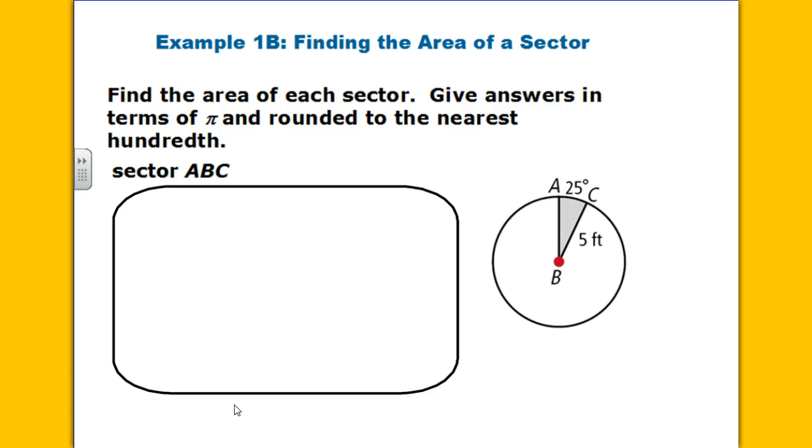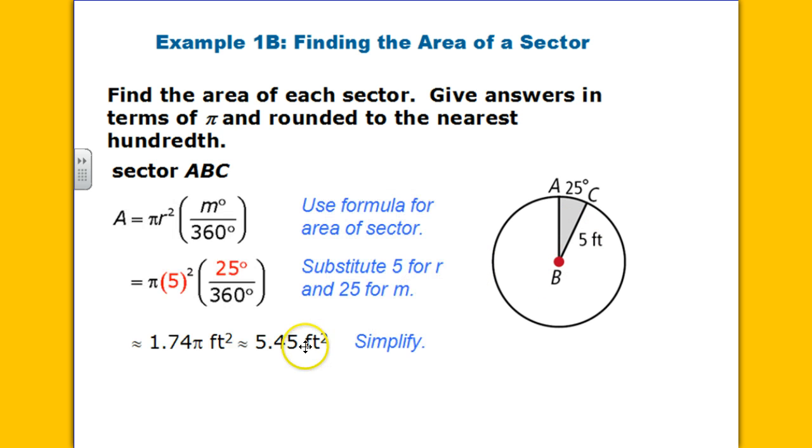This is just like the last one. Okay, if you're back, we have 25 degrees over 360 this time, right? And a radius of 5. So you simply substitute, and we have 1.74 pi feet squared, or 5.45 feet squared.